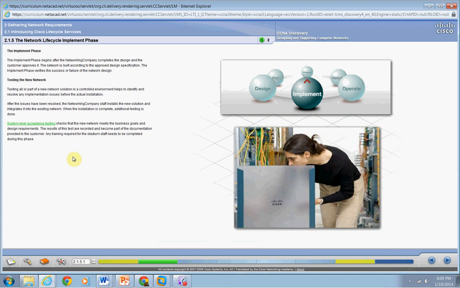The system level acceptance testing is where it's all checked out. All of the new redesign is checked to see if the new network meets the business goals and the design requirements that were provided by our customer, that they wanted.